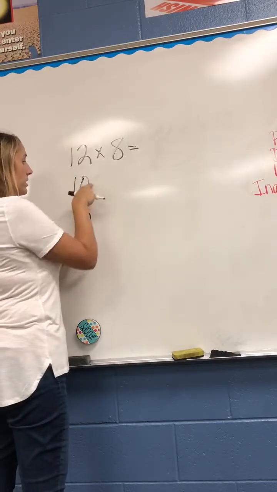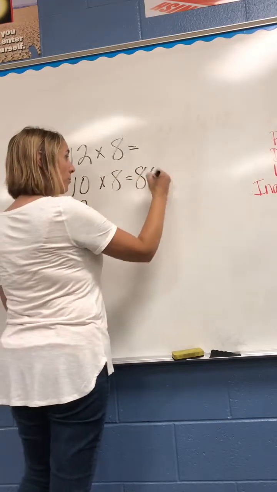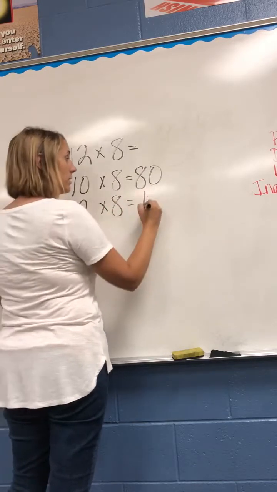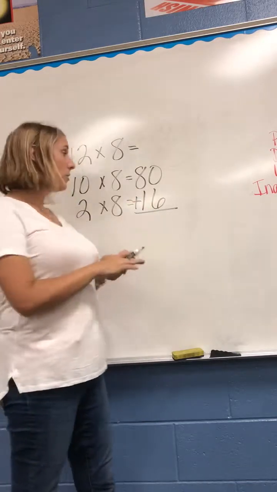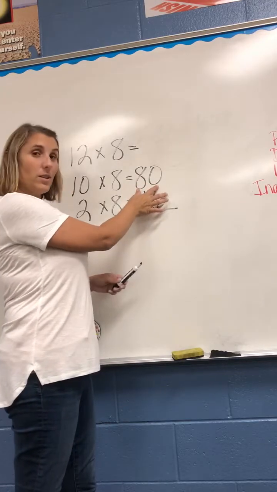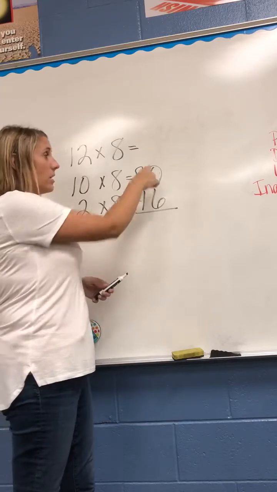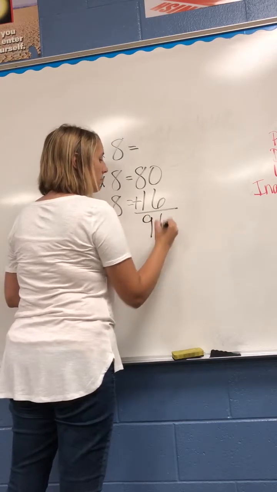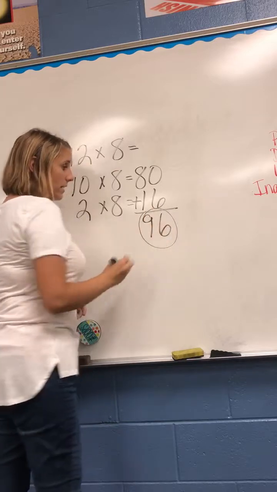So I'm going to say 10 times 8 equals 80. I'm going to say 2 times 8 equals 16. And then I'm going to add these up. Now this is a good one to use for the 12s because when you do 10 times a number, it's always going to end in a 0. Okay, and then when I do 2 times a number, that's typically pretty easy, and then I can just mentally add these up. So now 80 plus 16 is 96. So my answer to 12 times 8 is 96.